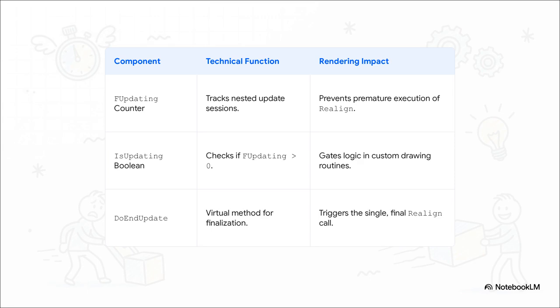That's our semaphore counter we just talked about, keeping track of how many BeginUpdate calls are currently active. Next, IsUpdating is just a simple Boolean property that lets your code quickly check, hey, is that counter greater than 0? But the real magic, the real star of the show, happens in DoEndUpdate. This is the method that's only triggered when that counter finally gets back to 0. Its one and only job is to kick off the single, efficient, realigned call that renders the final state.